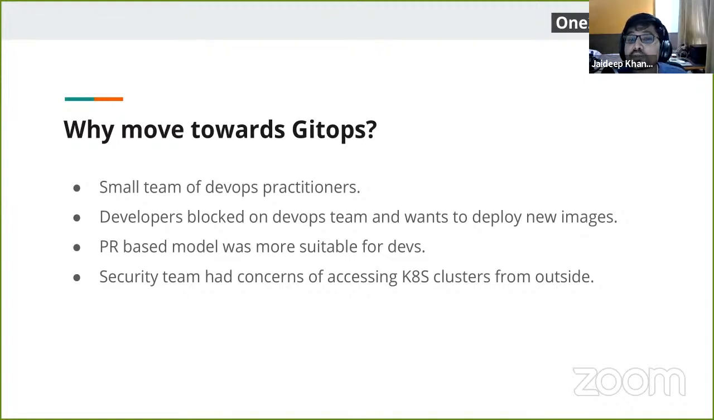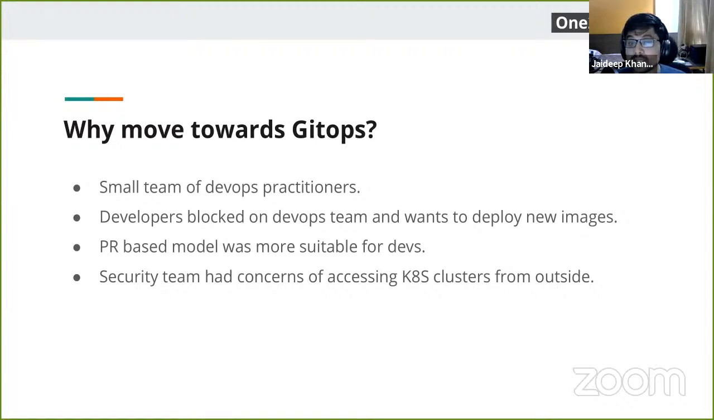A PR-based model was more suitable for devs, right? Because they said, if it is all PR-based and I just have to change my Docker tag, I can definitely do that. My CI pipeline runs, I get my Docker tag on my email or my Slack. I can just use that Docker tag, push it into my deployment repository, and GitOps will take care of that. So they were pretty happy with it.